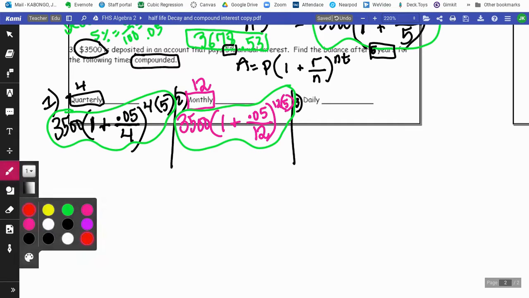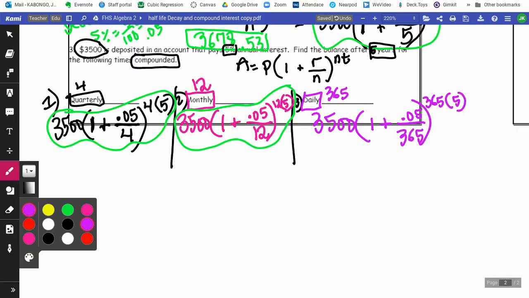All right, let's continue. We're killing it. Same thing. We started with the 3,500. 1 plus, the rate has not changed. But for daily we have what? How many days do we have in a year? 365. You also put 365 right there, along with the time, which is 5. You also put that in decimals. I'm not going to put that in, but you get the idea because I don't want to make this video too long. Whatever answer you get, this is how you would do it.